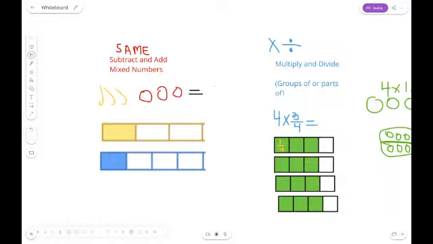I wanted to go over some of the issues that I noticed on the fraction group quiz last week. And we're going to start with subtracting and adding mixed numbers. So, let's think about what you need to know when you are adding and subtracting mixed numbers.